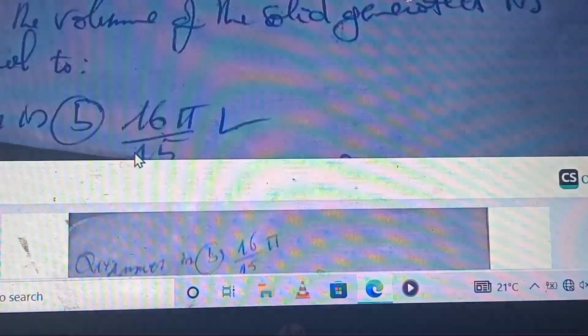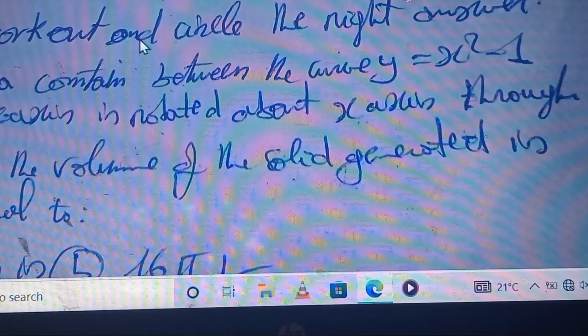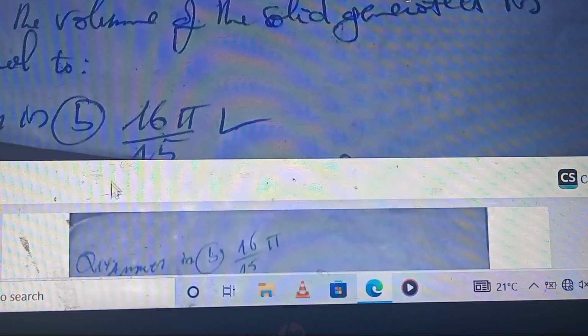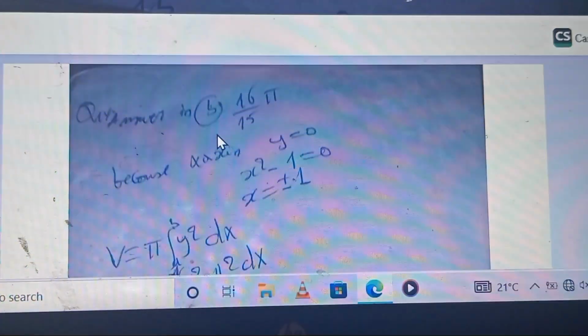Okay, question number 14. Work out and circle the right answer. The area enclosed between the curve y equals x squared minus 1 and the x-axis is rotated about the x-axis through 360 degrees. Then they ask you to find the volume. It is also a multiple choice question. The answer here is B, 16 pi over 15. But let me show you how I get it.